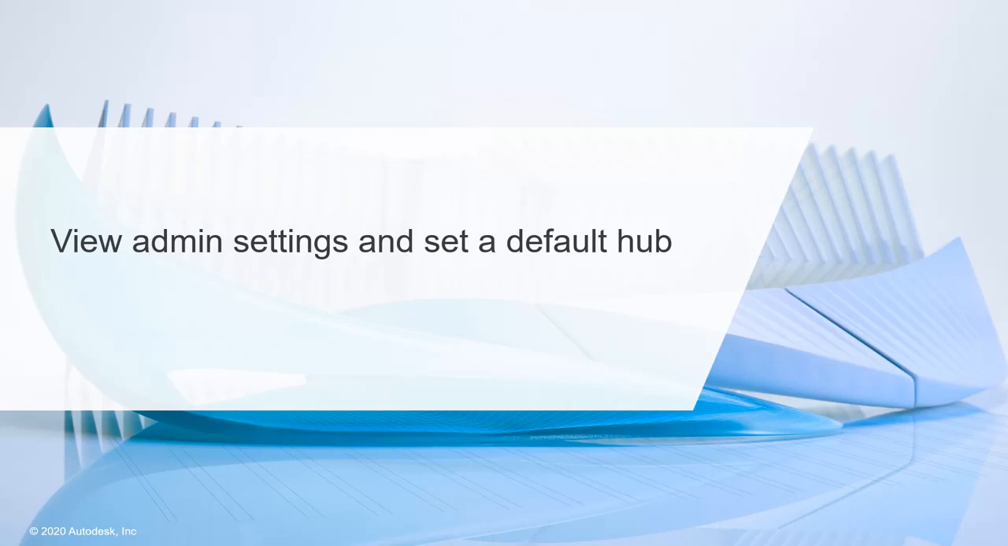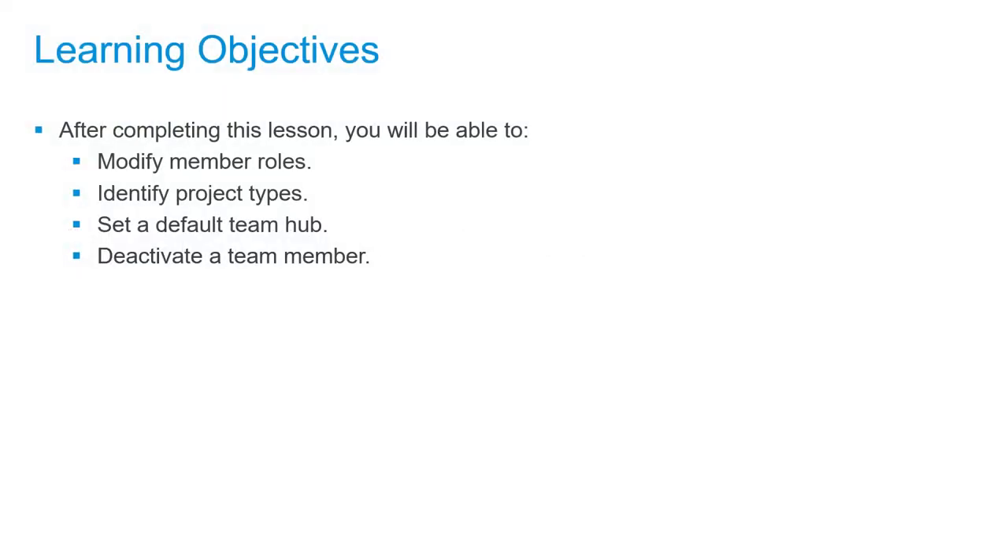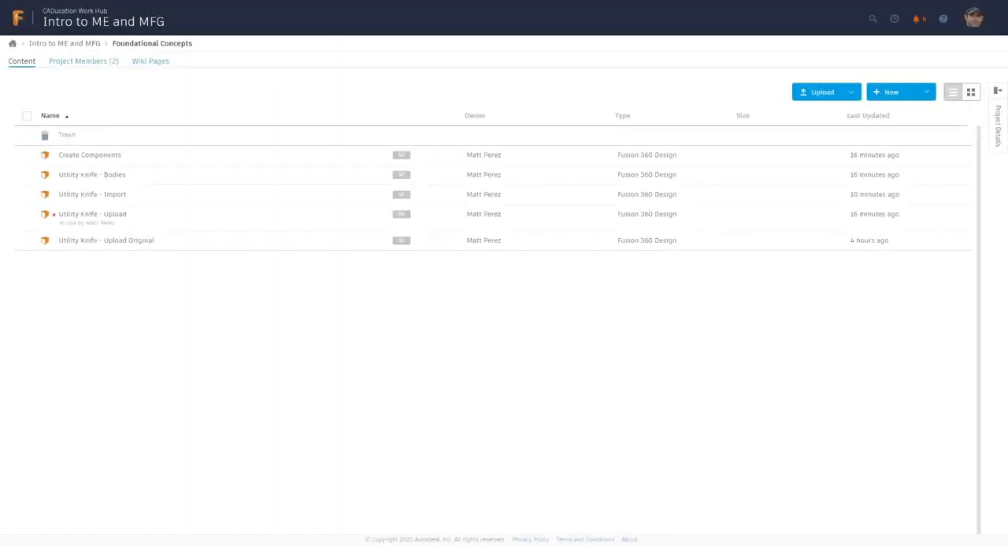In this lesson, we'll view admin settings and set a default hub. After completing this lesson, you'll be able to modify member roles, identify project types, set a default team hub, and deactivate a team member. Let's navigate back to Teams and back into our project.